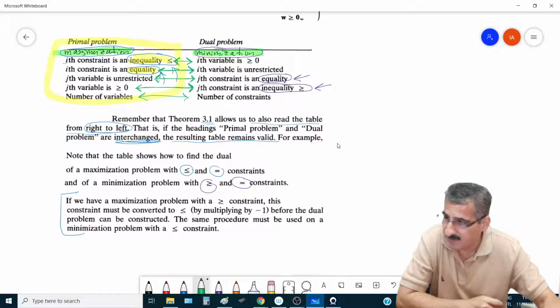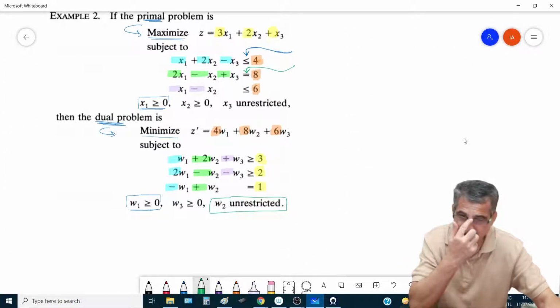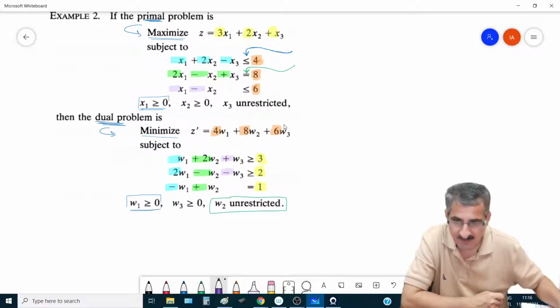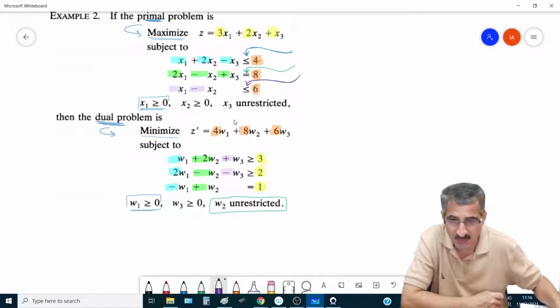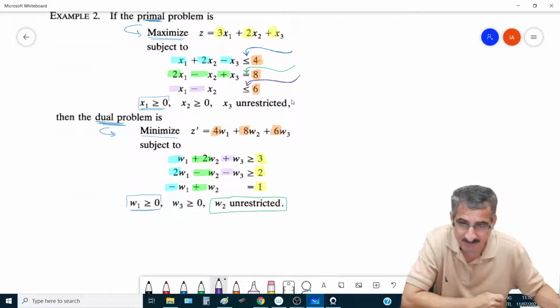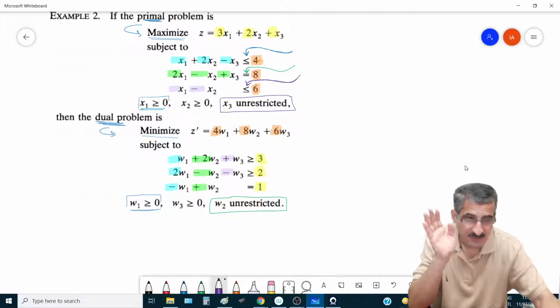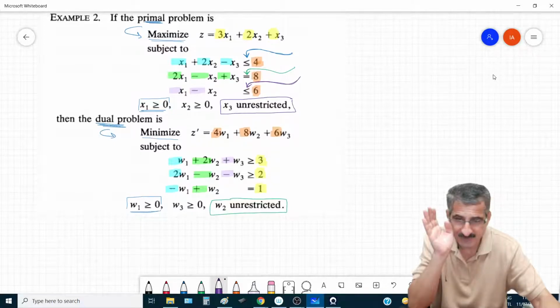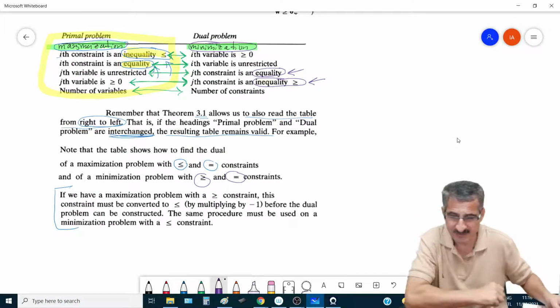Okay. Now, good. So now let us go to the third inequality. The third inequality here is inequality. It is not equality. Okay. But you see what's happening here. X3 is unrestricted. Okay, X3 is unrestricted. And the third is equality, okay. Let us go and find what happens when we have a variable that is unrestricted.